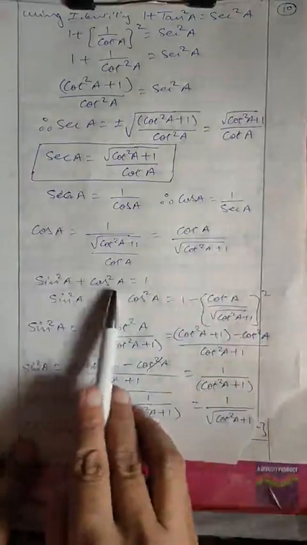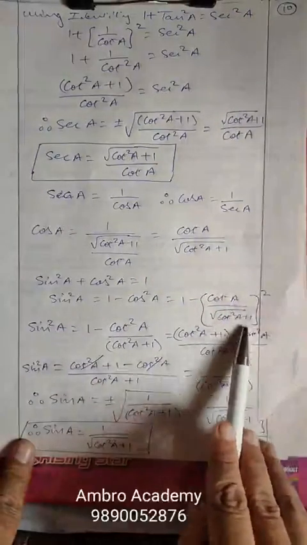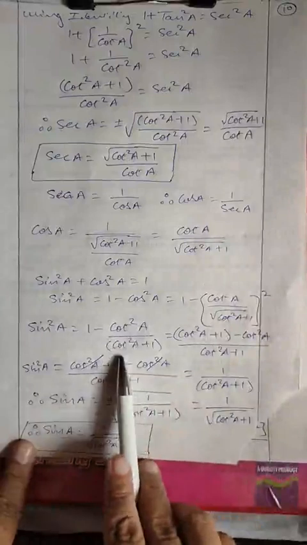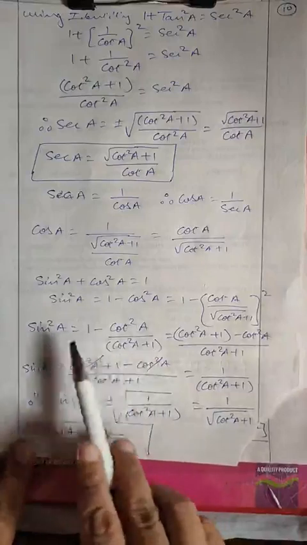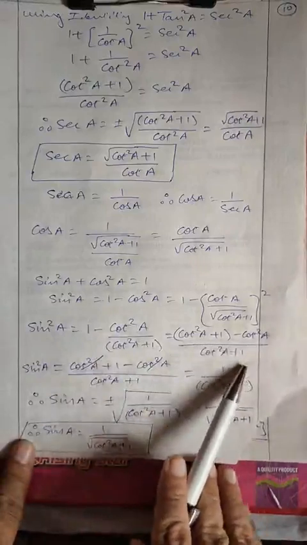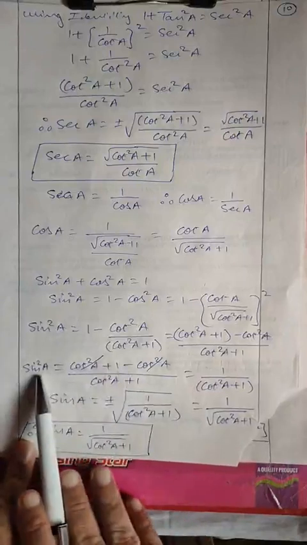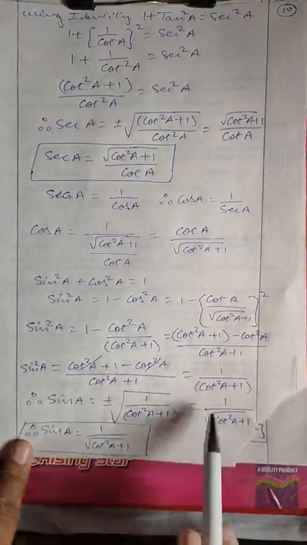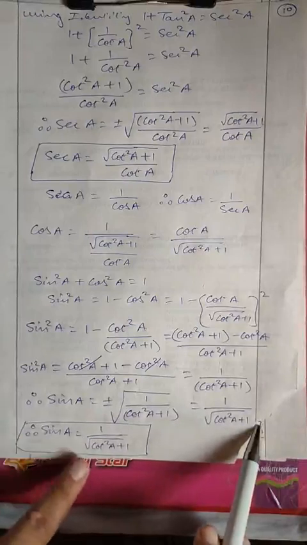We know the identity sin square a plus cos square a is equal to 1. Sin square a is equal to 1 minus cos square a, which is 1 minus cot a upon under root cot square a plus 1 whole square. When we take the whole square, it becomes cot square a, and the denominator's under root is gone. It becomes cot square a plus 1. Again taking the denominator, cot square a plus 1 minus cot square a upon cot square a plus 1. Cot square a gets cancelled. We get 1 upon cot square a plus 1. Now we want sin a, not sin square a. So sin a becomes plus or minus under root 1 upon cot square a plus 1. It becomes 1 upon under root cot square a plus 1.